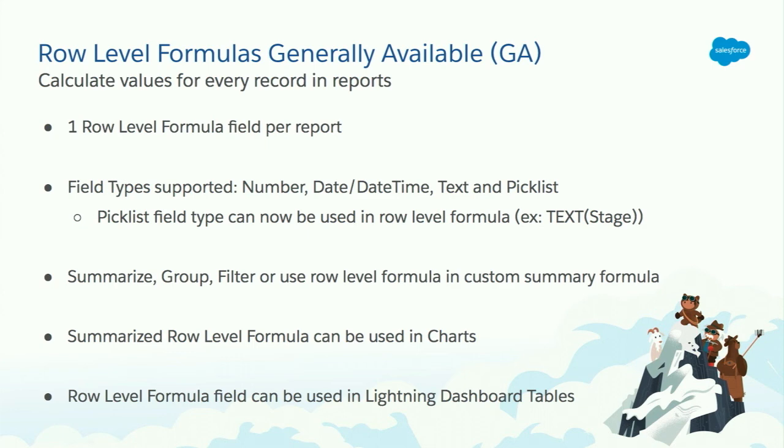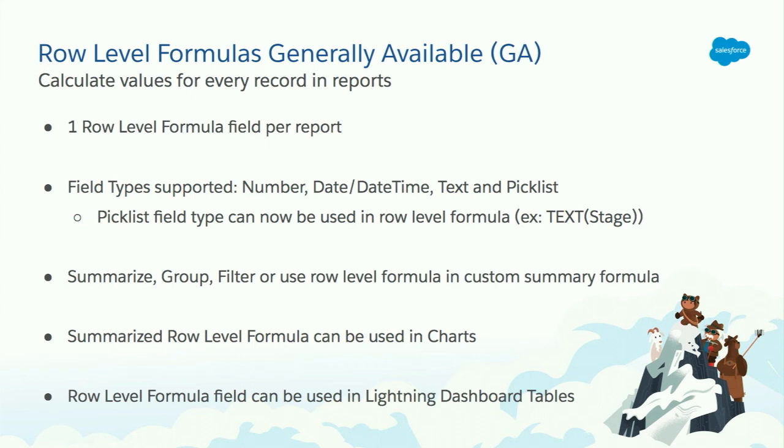The reason for that is we want to keep the performance. Performance is a really high priority for us, keeping that runtime performance. So with standard operational dashboards and reports, we innovate, but we also keep performance in mind. So we're always trying to balance both of those. That's why we have one row-level formula field per report, but we're looking at ways we can maybe increase that in the future.